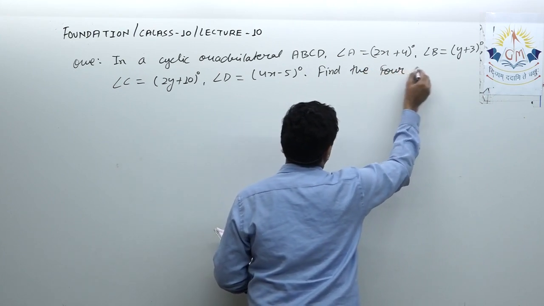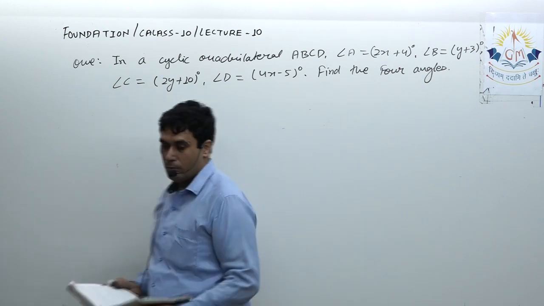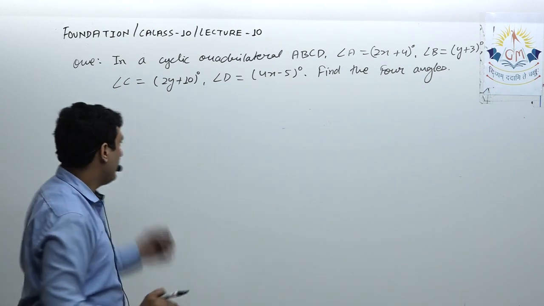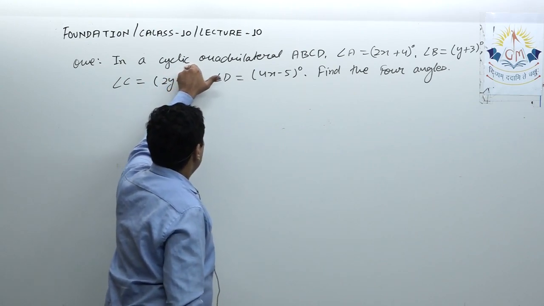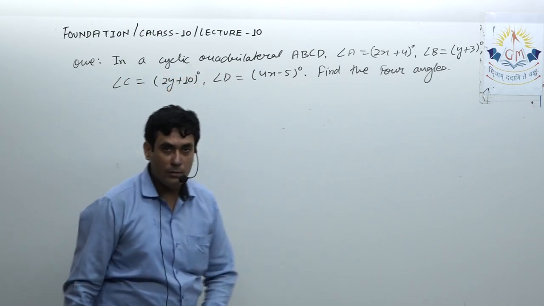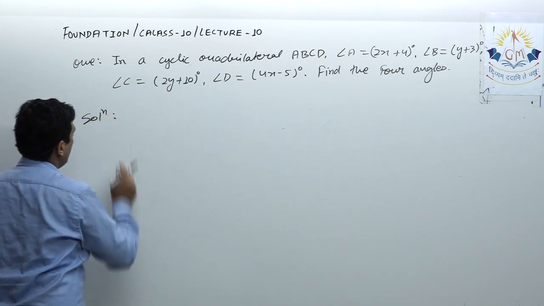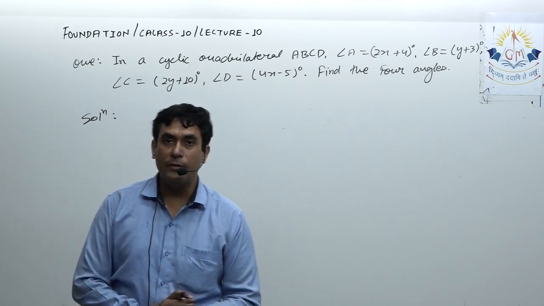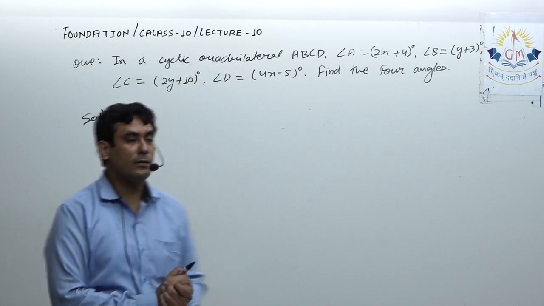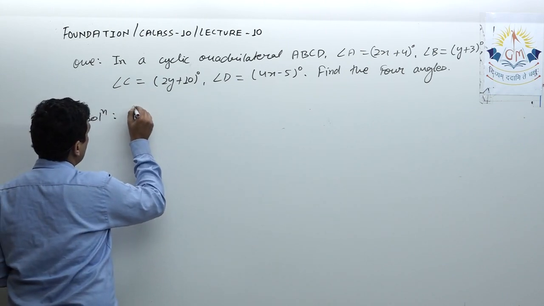Find the 4 angles. Okay, so actually this question is not that difficult. The only thing is the concept you must be aware of about the cyclic quadrilateral. That is a concept related to class 9th. A cyclic quadrilateral is a quadrilateral in which the sum of opposite angles is 180 degrees. So we'll start with that only.